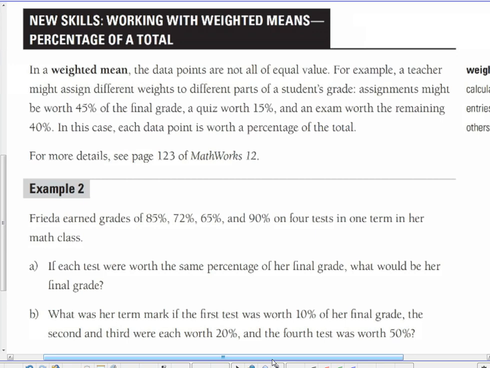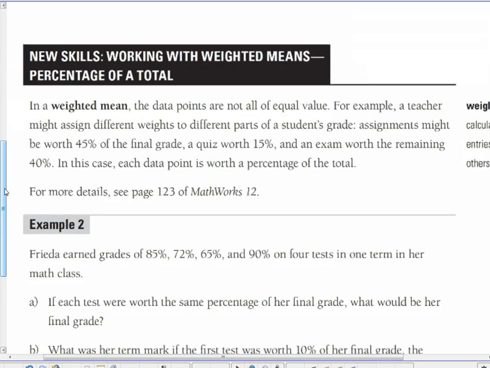So weighted mean is more realistic of what you see at school, right? Are your tests and quizzes weighted the same? No, which can be a good thing, could be a bad thing. They're not weighted the same. Your final exam is weighted differently than, say, a unit test. So how is your final mark calculated? That's what we're basically going to work on today, is weighted mean.